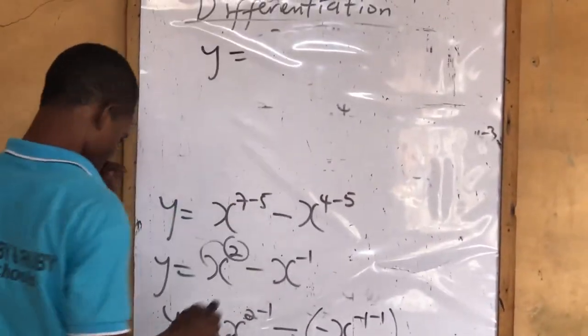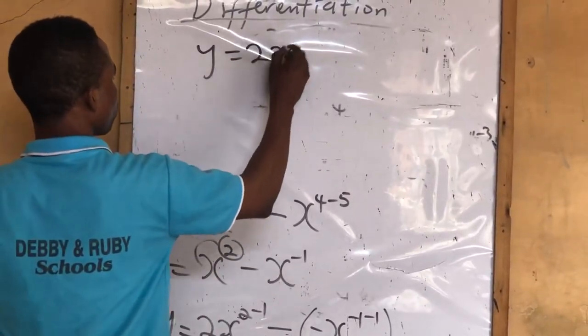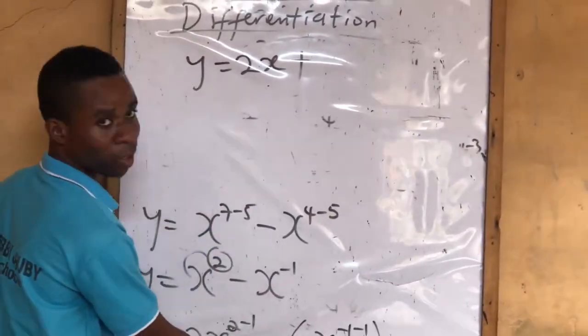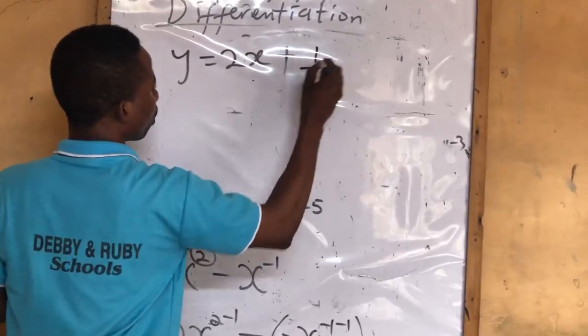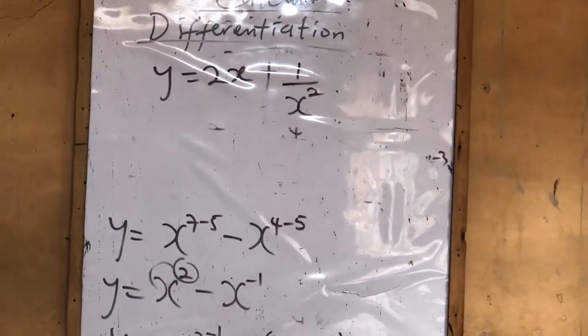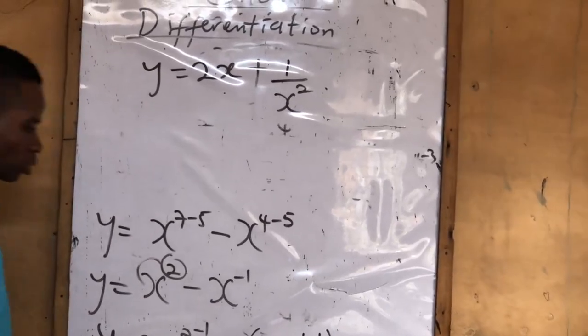Now, when you have something like this, you can just write the final answer by saying y equals 2x plus, if you want this minus to go, it becomes 1 all over x squared. That is, you have differentiated that.